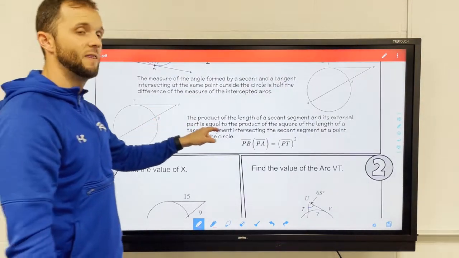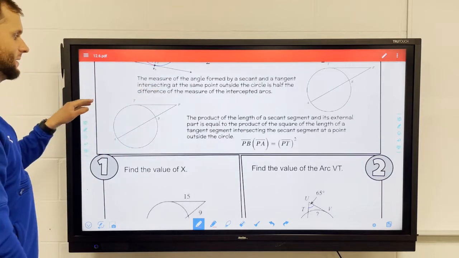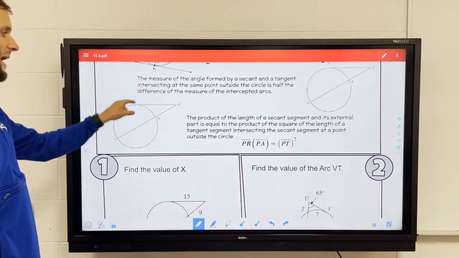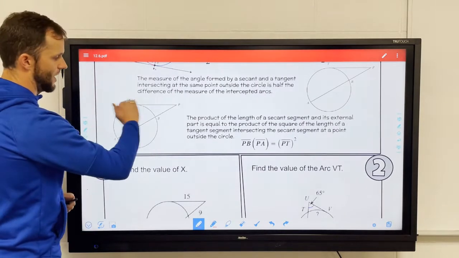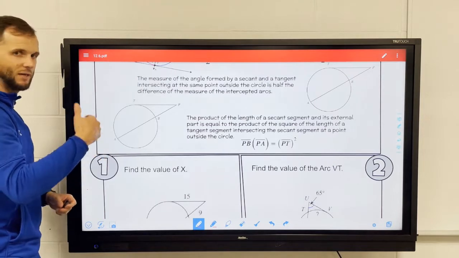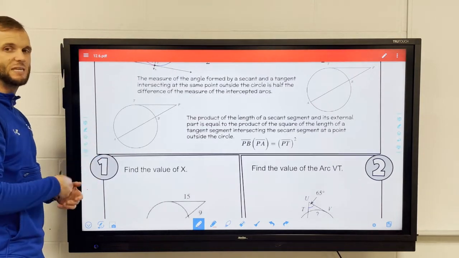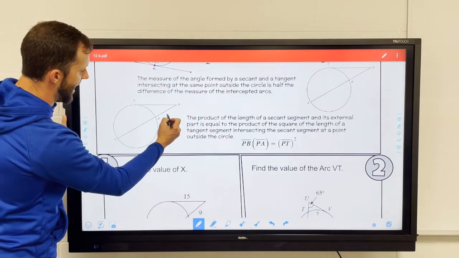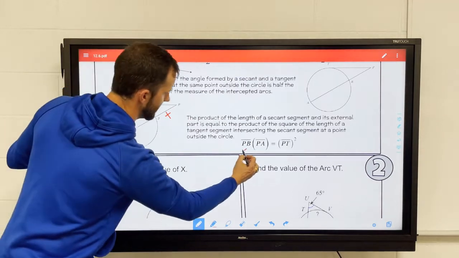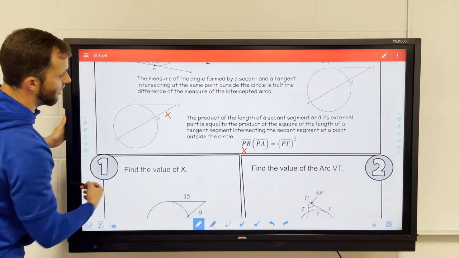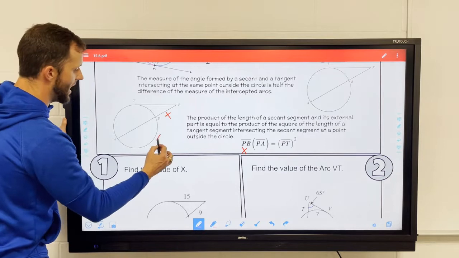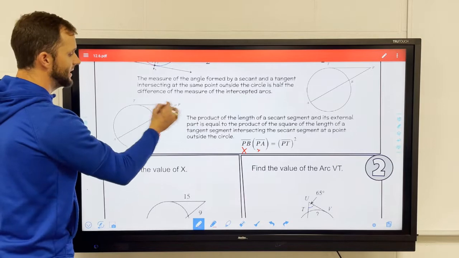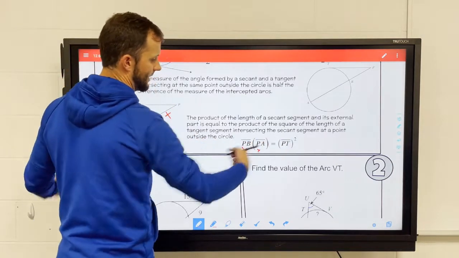Okay, and then lastly, the product of the length of a secant segment and its external part is equal to the square of the length of a tangent segment. So if I have a tangent line and a secant line going through it, it's going to be kind of the same idea whenever we're dealing with those secant lines. But now if you look, I'm going to take the measure of P to B, which is my outside. So I'm going to put this as X here. And I'm going to take the value of the whole thing here, which is going to be Y, the entire line. I'm going to multiply those together. And then I'm going to take P to T here, which is this line, and I'm going to square it and set them equal to each other.